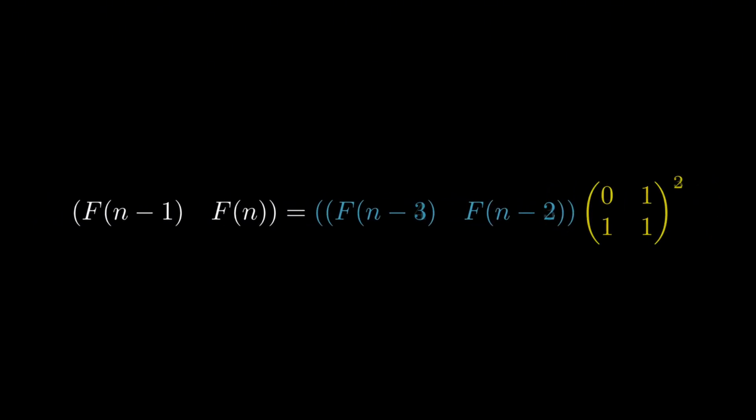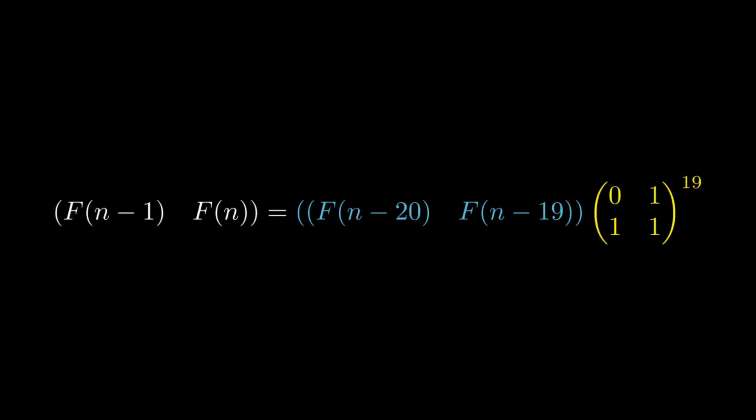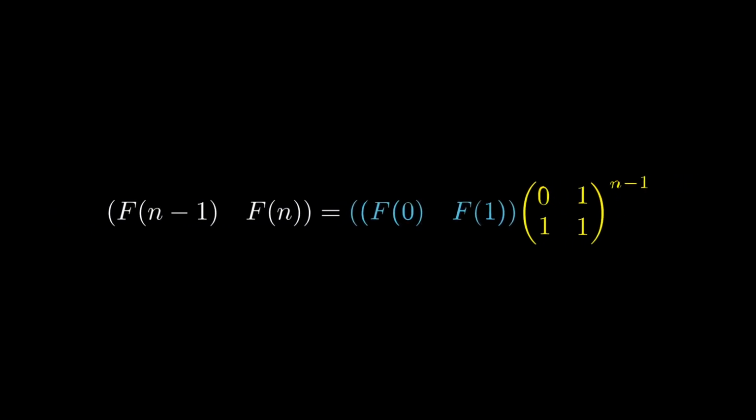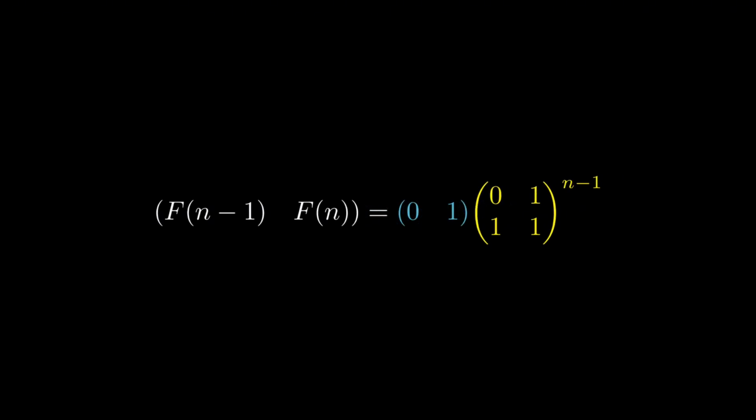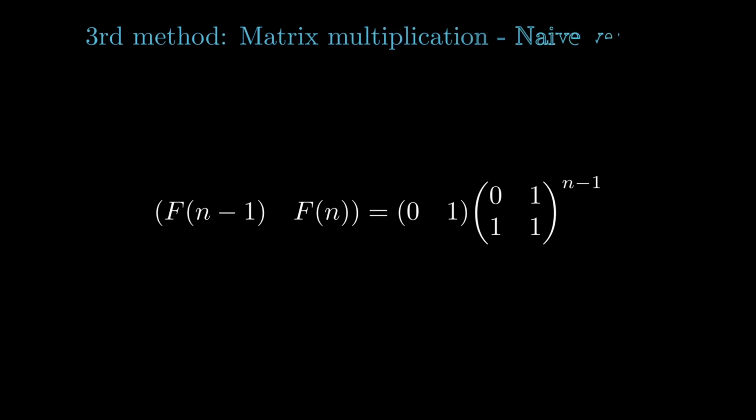And since matrix multiplication is associative, we can multiply the multiplying matrices together to attain the new equality. Applying this process until we reach f of 0, f of 1, we attain the final equation to calculate the matrix, f(n minus 1), f(n). Thus, we have finished proving the formula for the third method of calculating the nth Fibonacci number using matrix multiplication.